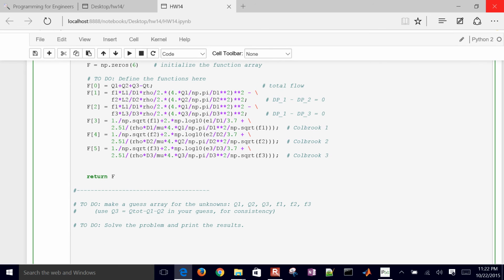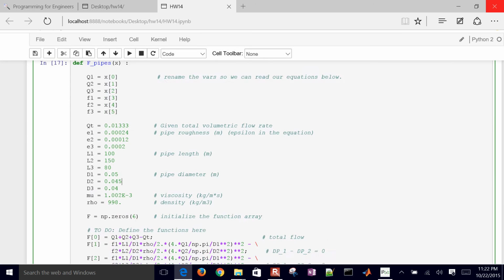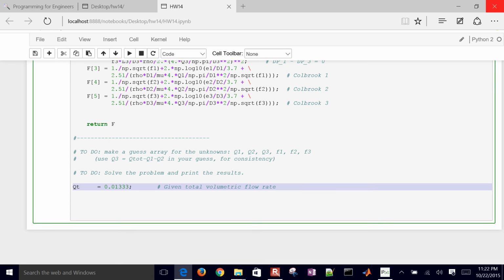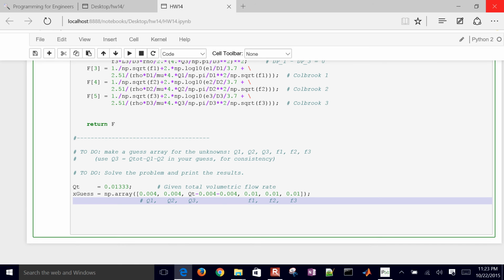Okay, so now I want to go ahead and solve this. Now I could just guess these six unknown values right here until I got all of those functions to equal zero. But I want to use FSolve to do that for me. So let's get our volumetric flow rate. Part of this hint says that we want to let Q3 equals Q total minus Q1 minus Q2. Just for consistency's sake, we know that would be a good guess. So let's guess some values here. 0.004, and then this for both of those. And then the last one is just going to be Q total minus those two flows. And then I just guessed 0.01 for the friction factors. I label those with a comment.